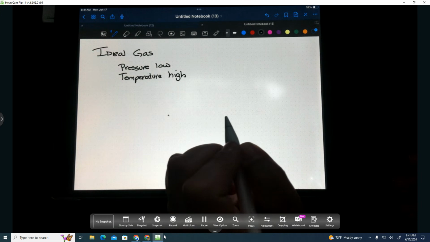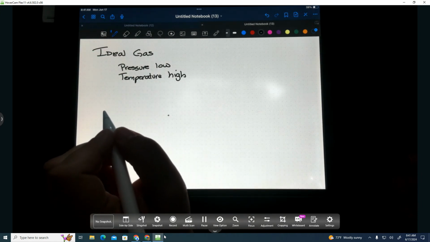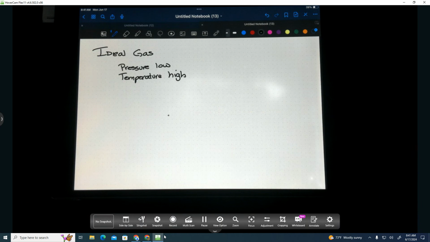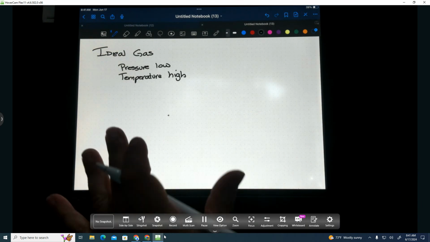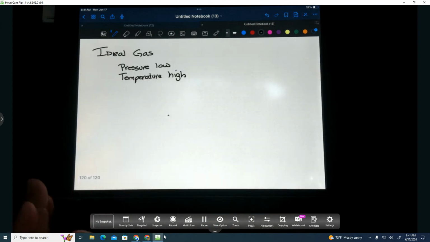So what do you mean, high temperature? To make a high temperature? Yeah, like heat it up. Heat that sucker up. And when I heat it up, they expand and they get further away from each other, which means they're less likely to hit each other. They're less likely to hit anything else.